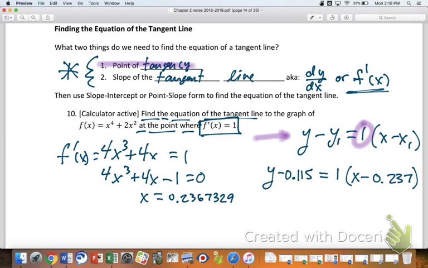So y minus that equals 1 times x minus the 0.237. And again, that means you don't care if we do it in y equals mx plus b format because it's just an extra step. That's fine by me. Yep, I'll definitely check those out. Yes, ma'am.